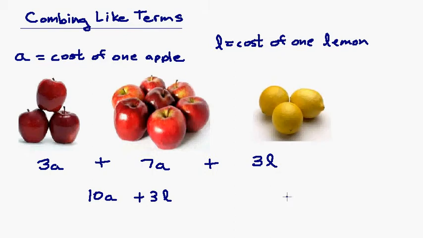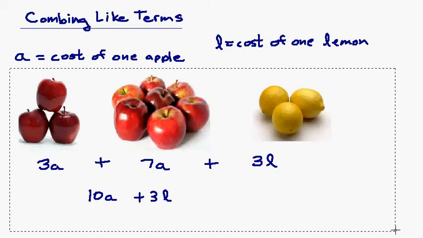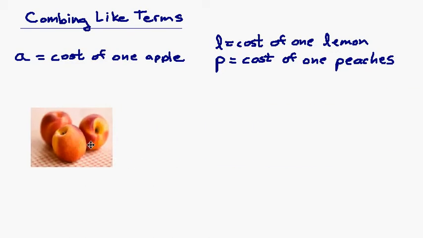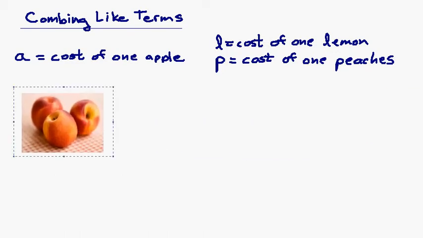Alright, let's look at a different example and see if we can write an expression. Let's get rid of all this. And I got one more type of fruit here, so I'm going to go ahead and define P to be the cost of 1 peach. Oh, I got rid of all my apples and peaches. Okay, I should have just moved them. That's okay. I got some more fruit over here. So let's do this.